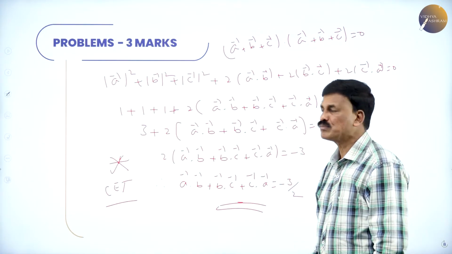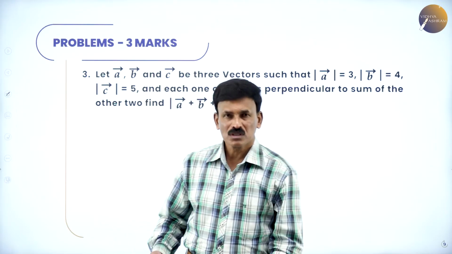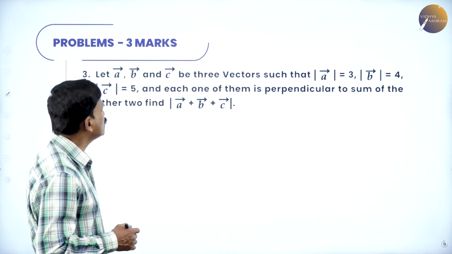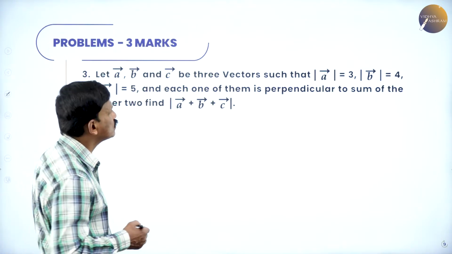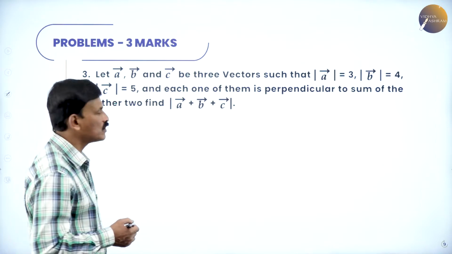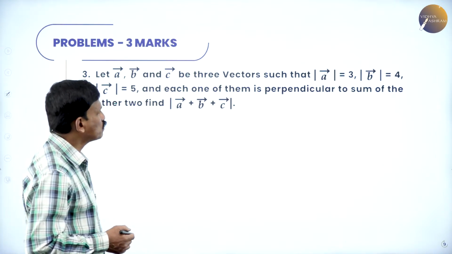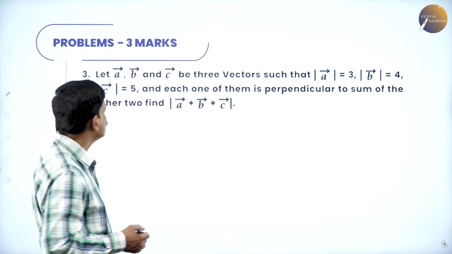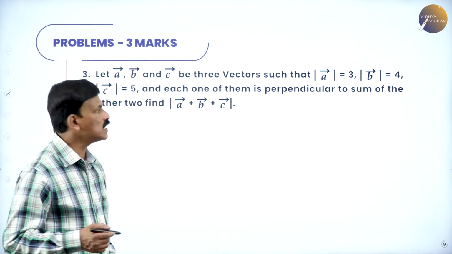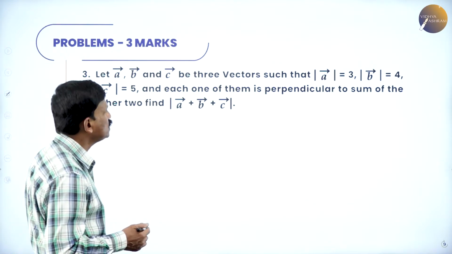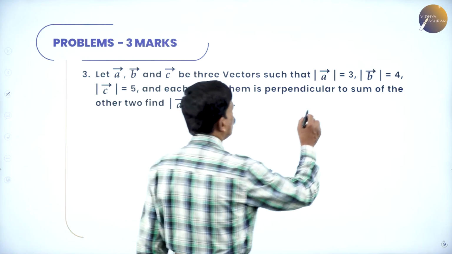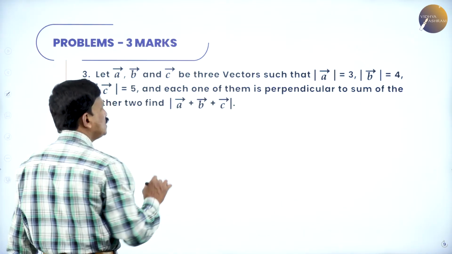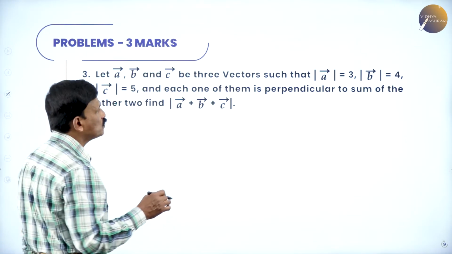Just substitute the values, you will get the answer. That's it. Now let us come to the next problem. What is the problem given here? Let A, B and C be three vectors such that length of A is equal to 3, length of B is equal to 4 and length of C is equal to 5, and each one of them is perpendicular to the sum of the other 2 vectors. Then find the length of A plus B plus C.